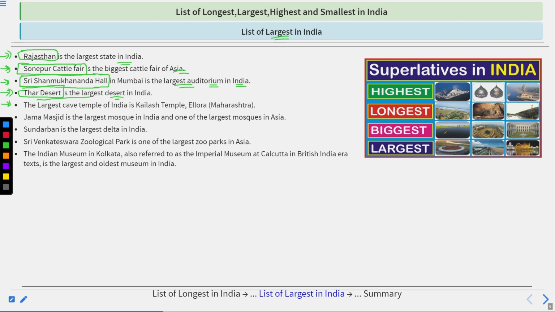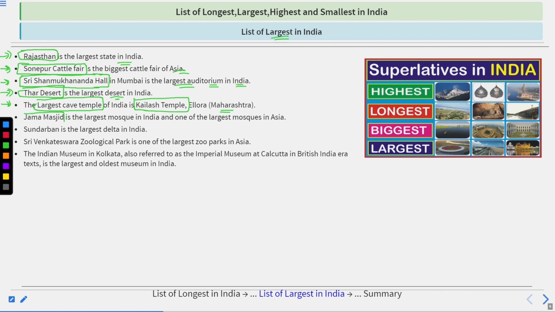The largest cave temple of India is Kailash Temple, which lies in the Ellora Hills of Maharashtra. The Kailash Temple was constructed by Krishna III, the Rashtrakuta ruler. And remember, it is a monolith cut temple, which means there was one stone of the mountain of Ellora that was cut and then the temple was made. And it is known as the largest cave temple also.